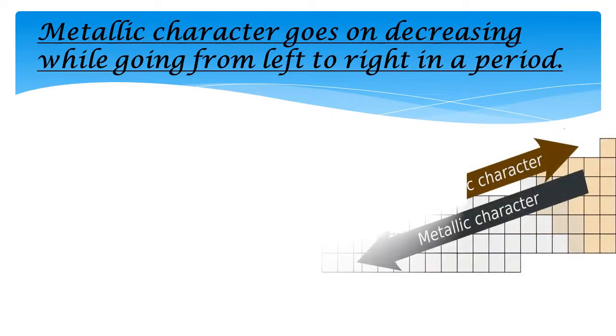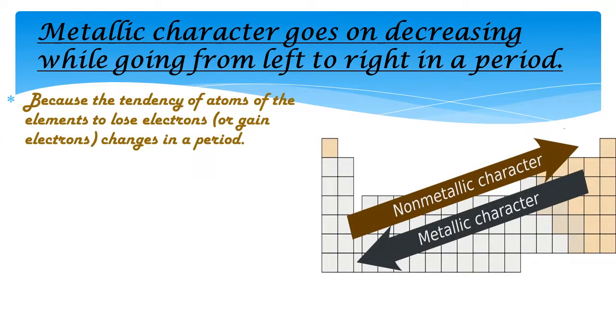So why is this so? So student, because the tendency of atoms of the element to lose electrons or gain electrons changes in a period. Okay, alongside you can observe the diagram, the periodic table. So as we are moving from left to right, non-metallic character will increase and metallic character will decrease.